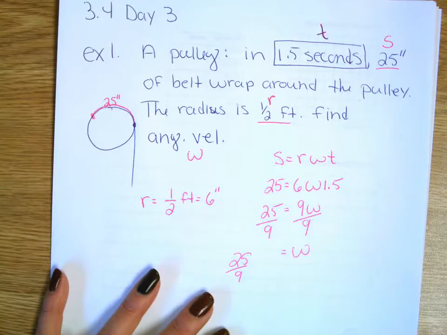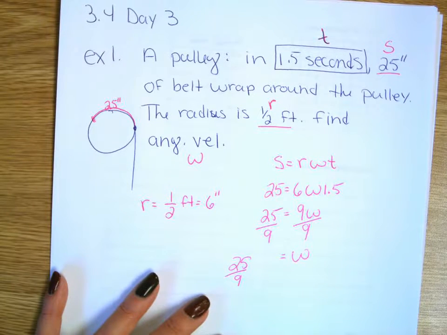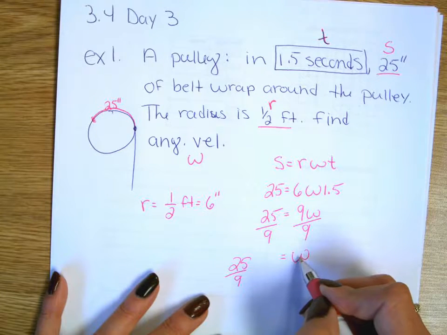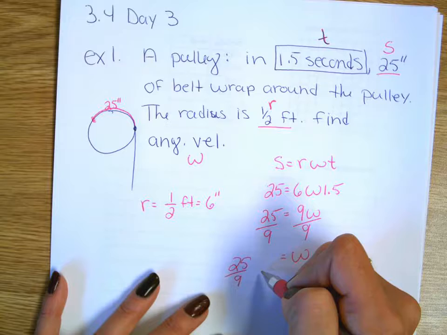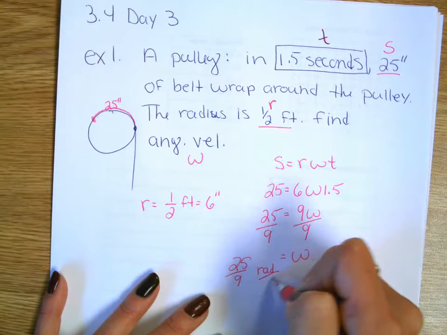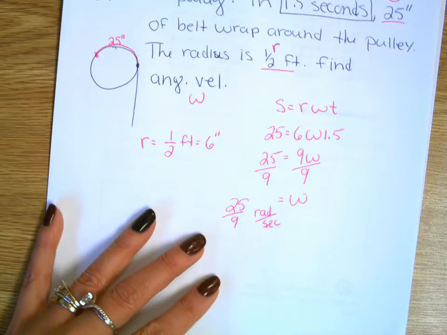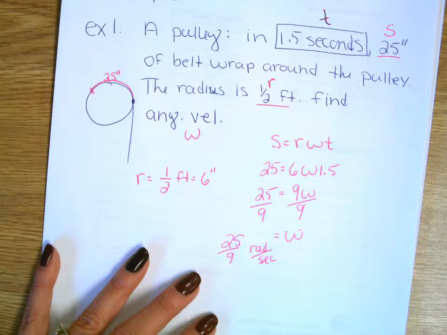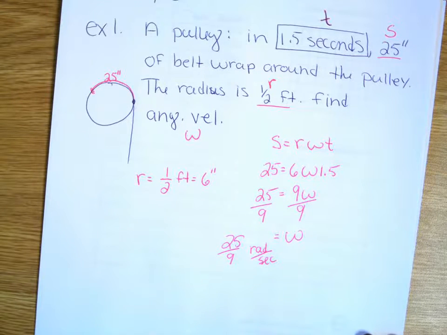25/9 what? Because this is angular velocity. Radians per second, because our time value is seconds. Angular velocity is always radians per second, or radians per time. It's always radians per time unit, and our time unit was seconds. Good? That is in the notes when we did that. Okay, next one. Next and last.